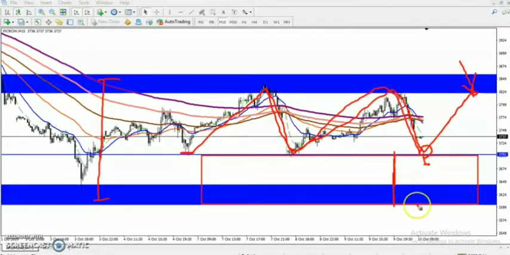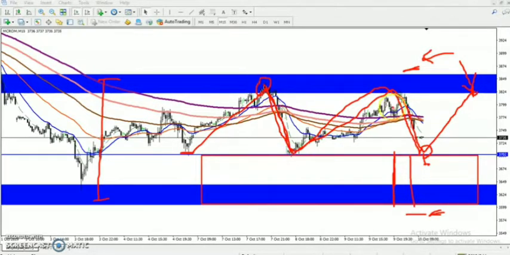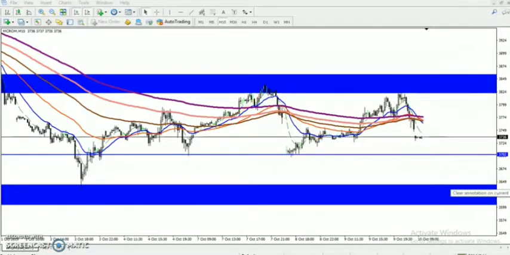And once price breaks this zone, start selling below this area, right? And if price breaks this zone, start buying above this area. Remember, because we have seen price reverse back from this area 2 times, it's a high probability to reverse back again.